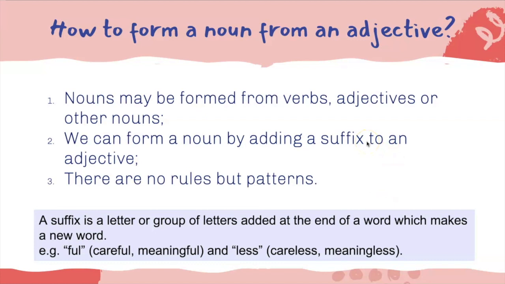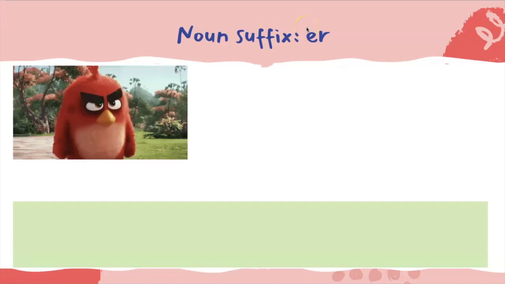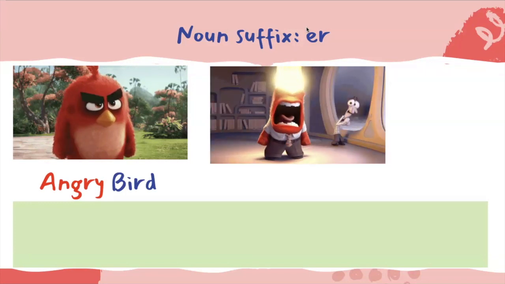There are no rules but patterns. So let's look at some of the patterns. A suffix that we use to form a noun would be called a noun suffix. So the first one would be er. Do you know what it is? Yes, it is angry bird. How about this one? Yes, it is anger.